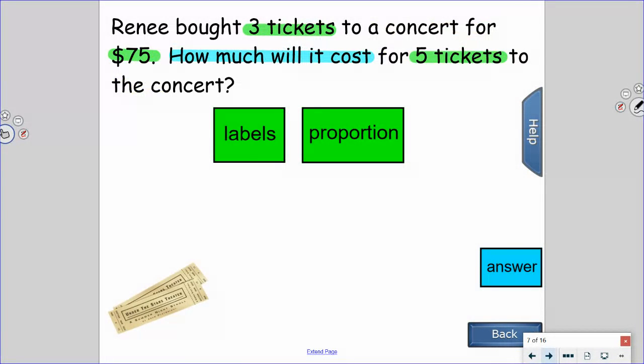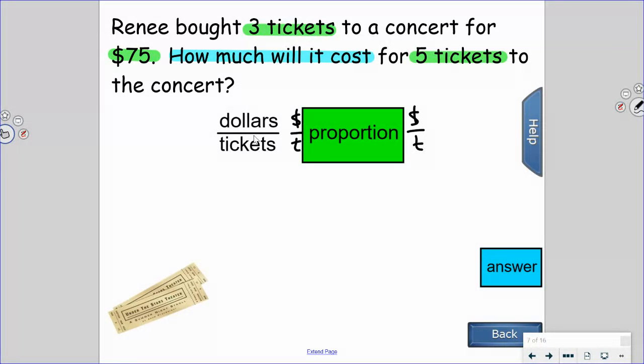Onward we go to another one. Renee bought 3 tickets to a concert for $75. How much will it cost for 5 tickets to the concert? Again, first things first, we're comparing, is it tickets per dollar or dollars per ticket? And you know that the dollars will depend on the tickets. So I go ahead and set up ratios, dollars per ticket, and then we put the numbers in. $75 is 3 tickets, and we have an unknown number of dollars for 5 tickets.